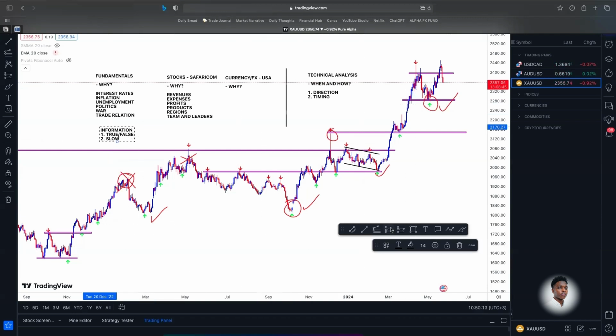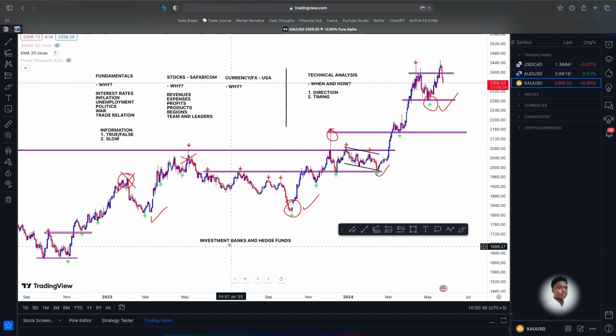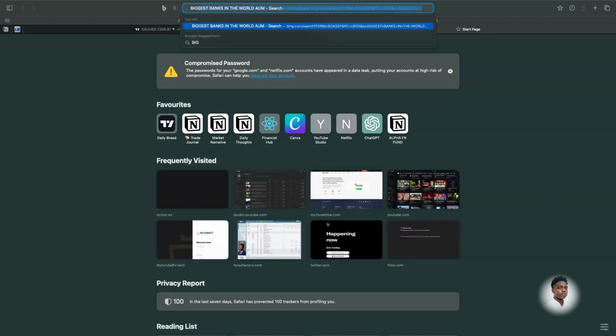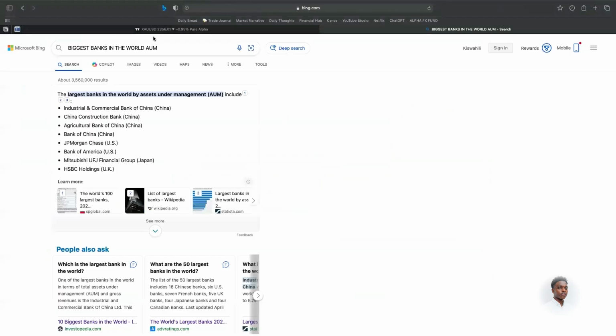If you look at big companies, in this industry, the big people at the top are called investment banks, and hedge funds, not all, but hedge funds. You can do your research on them. But if we're looking at investment banks, if I just come here and search biggest banks in the world, here's a list.